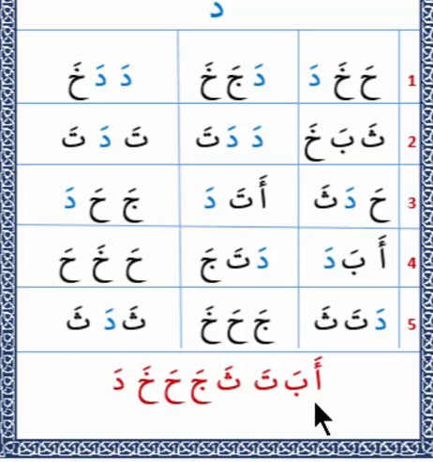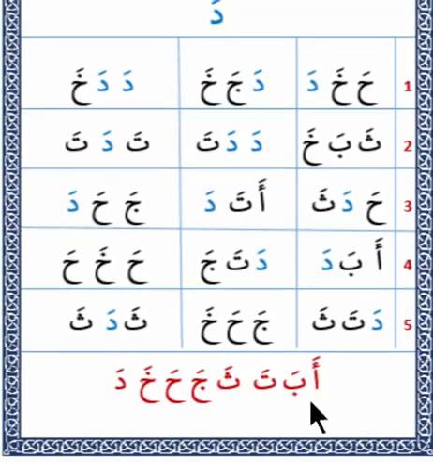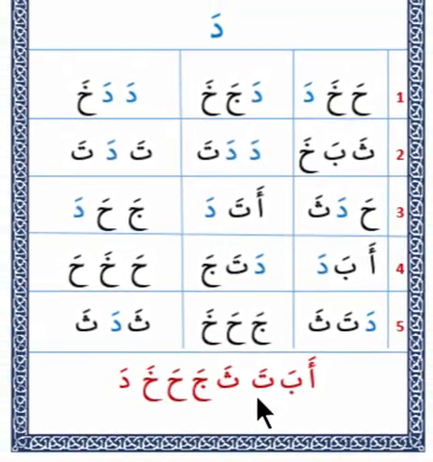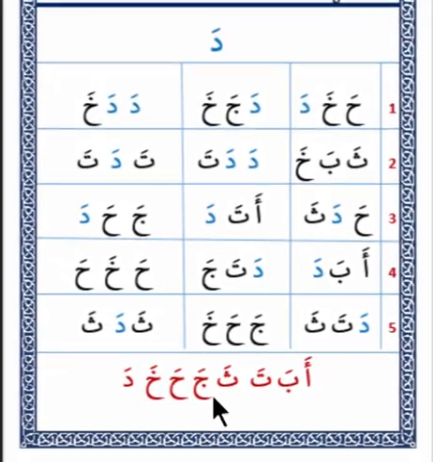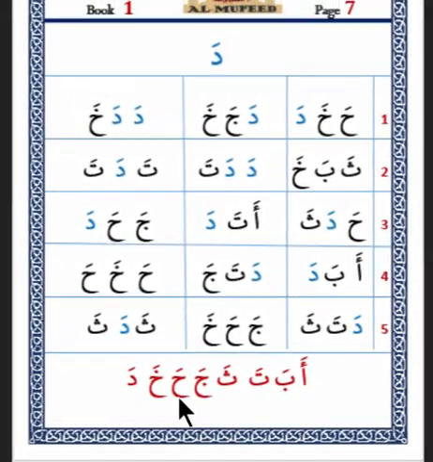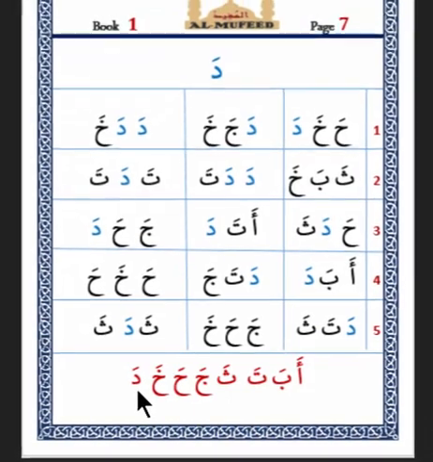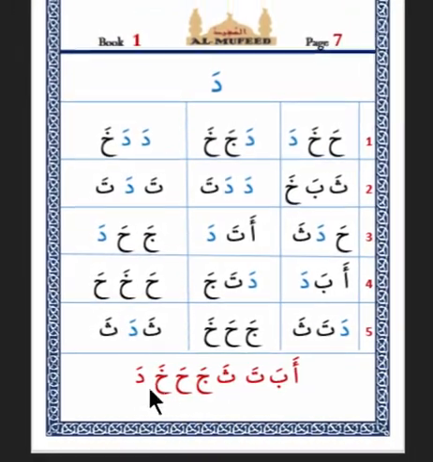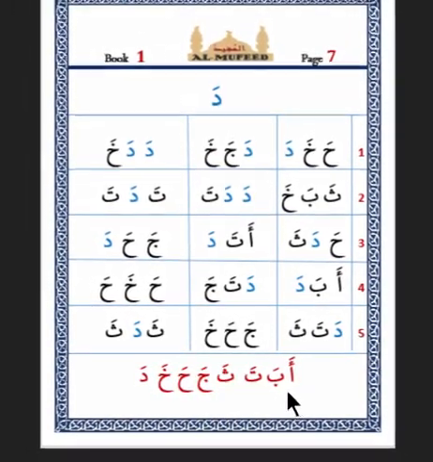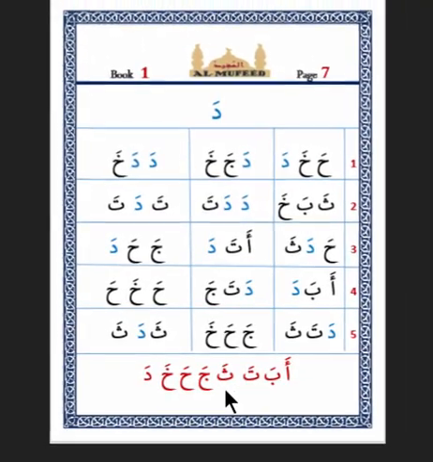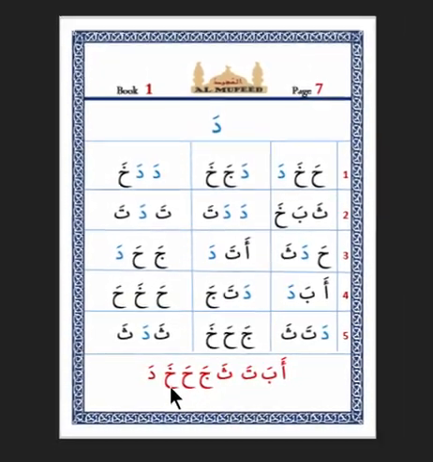Again. A, ba, ta, tha, ja, ha, ho, da. We read it faster. A, ba, ta, tha, ja, ha, kha, da.